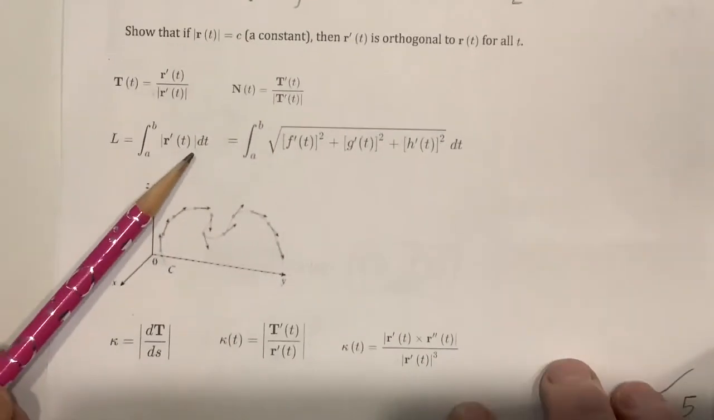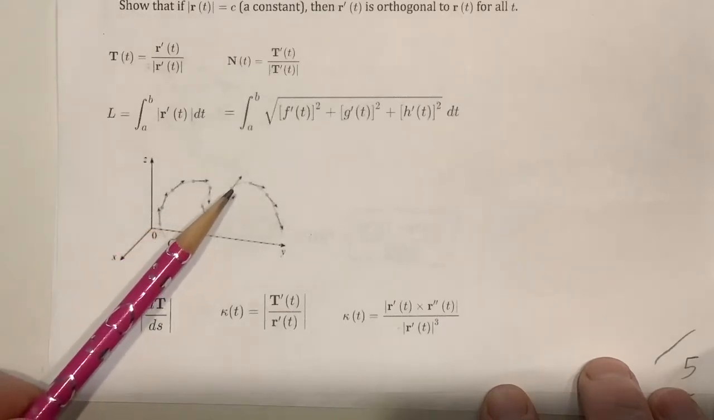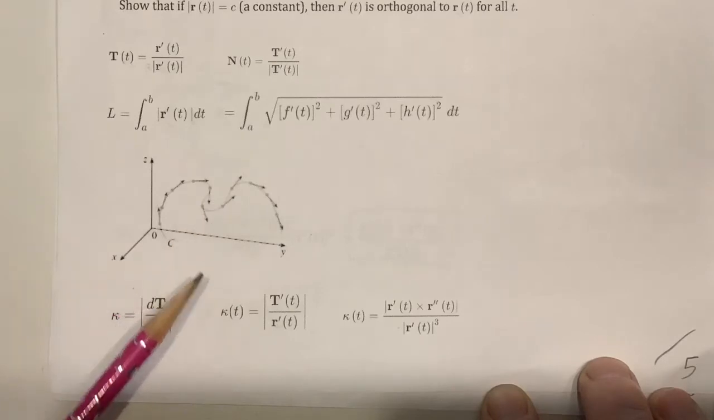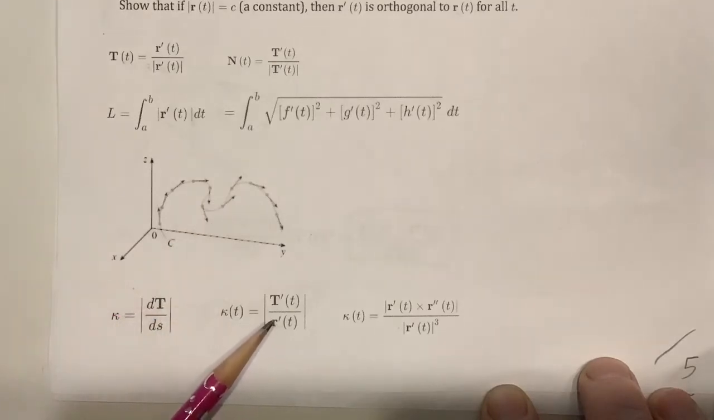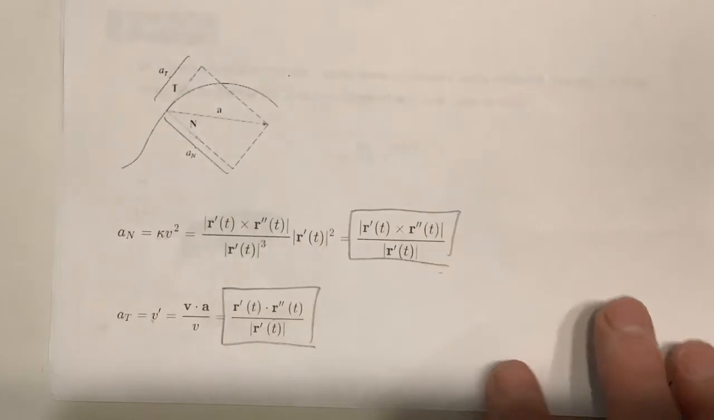You should know how to use the arc length formula. Curvature is defined to be the rate of change of the unit tangent vector with respect to arc length. A much easier way to compute it would be the magnitude of T prime over r prime, but this is probably the easiest one. Use this formula because you don't have to find T prime for that.